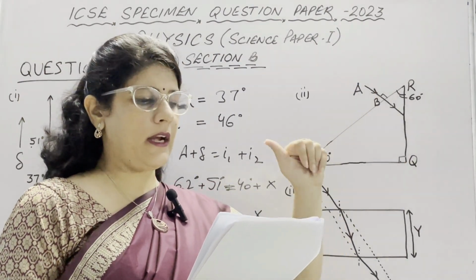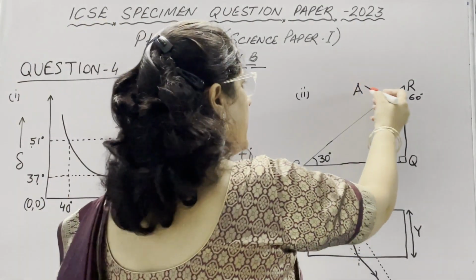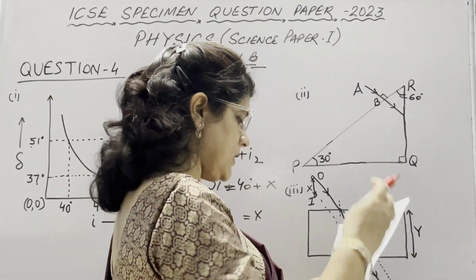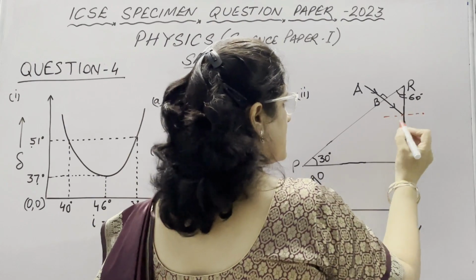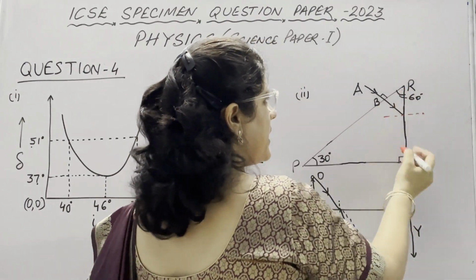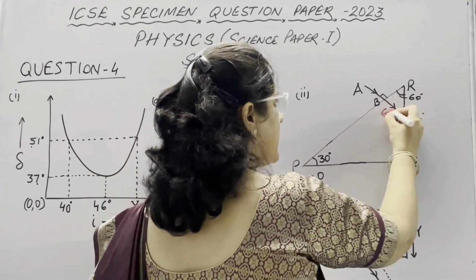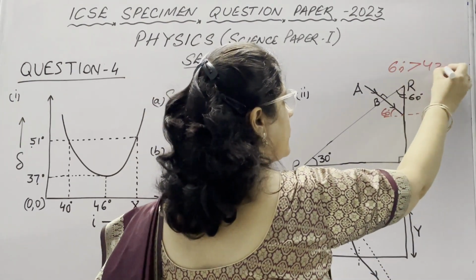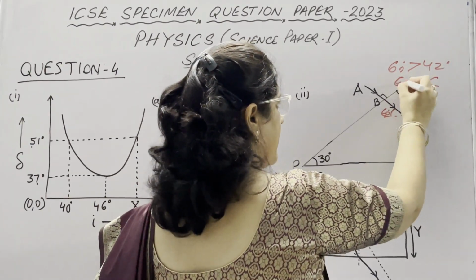Question number 4, second part: redraw and complete the path of ray AB till it emerges out of the prism of critical angle 42 degrees. Now we know that when a ray is incident normally on a prism, it goes undeviated, so it goes inside the prism. Now when it strikes this surface, this is the normal drawn, here the angle is 60 and 90. So this ray will make an angle of 60 degrees inside the prism. We all know that 60 degrees is greater than 42 degrees. It means 60 degrees is greater than the critical angle.